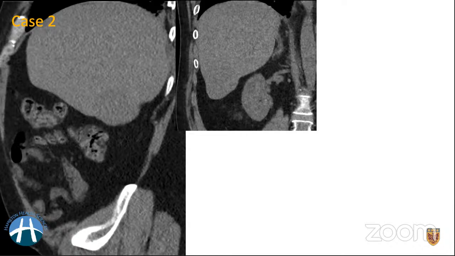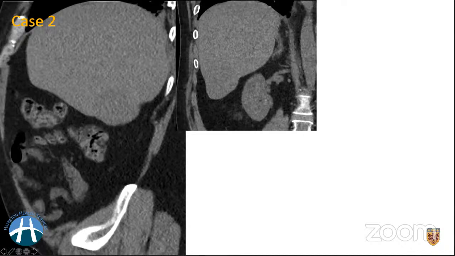So for this gentleman, around 60 years old, they performed a CT of the abdomen and pelvis without contrast because the symptoms were pointing towards urolithiasis. There was no obstructive uropathy, no hydronephrosis, no hydroureter. There were no stones anywhere along the course of the ureters or in the bladder.